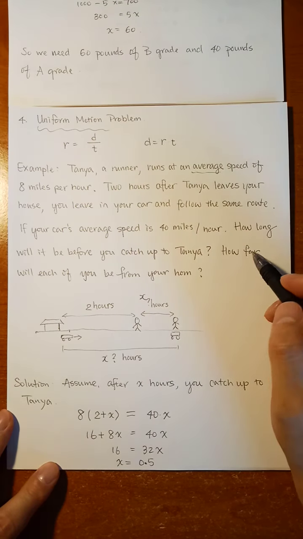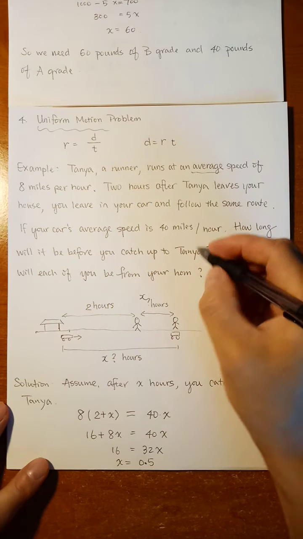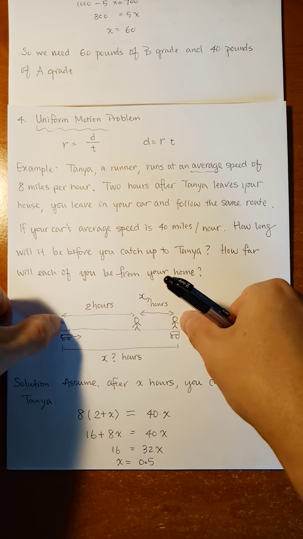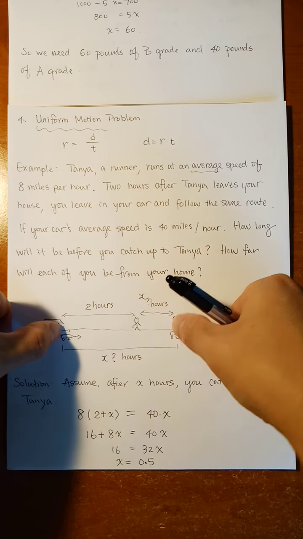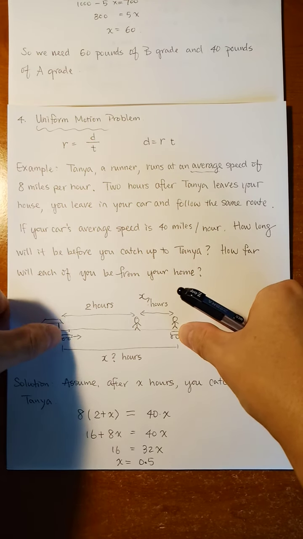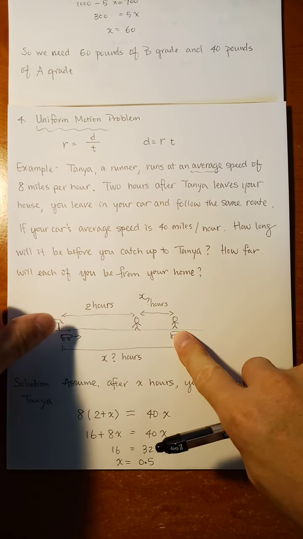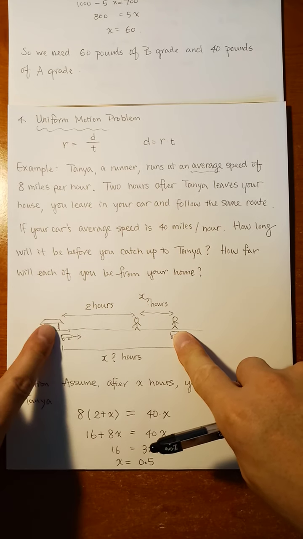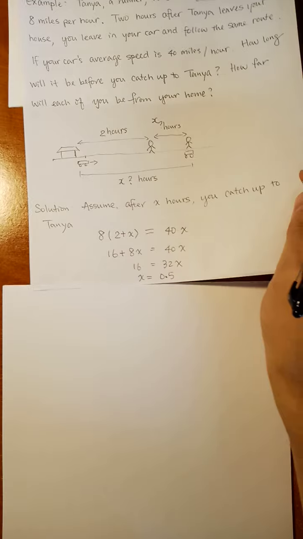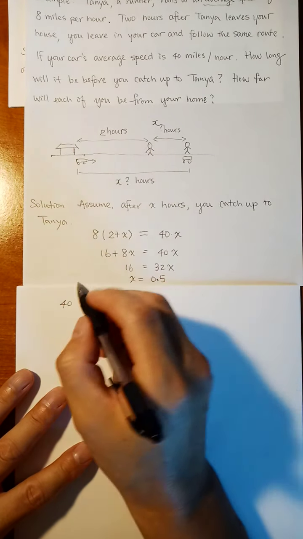And second question, how far will each of you be from your home? So basically they ask you this distance, right? Because you catch up to Tanya, both of you are at the same place at the same moment. So this distance will be the same, so this you can compute from either side.